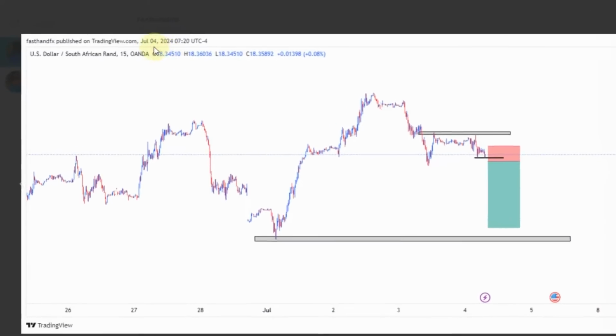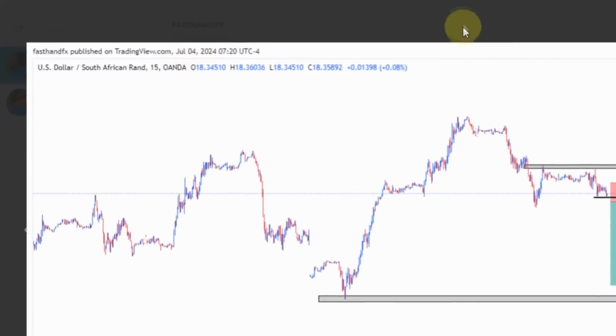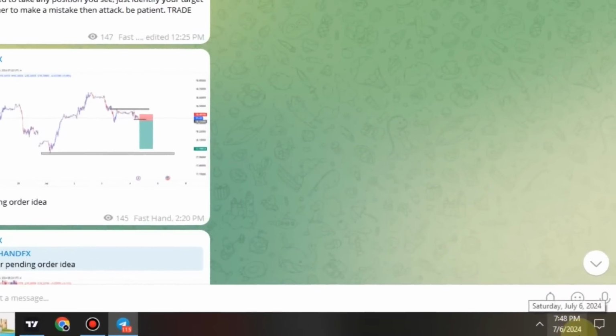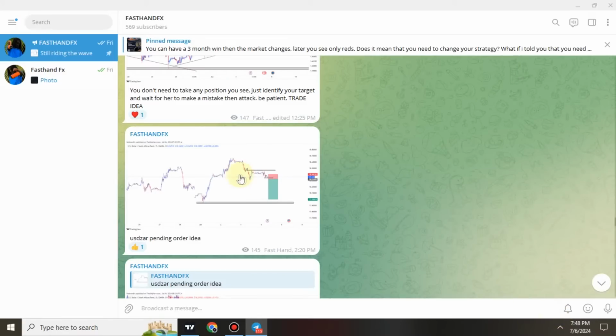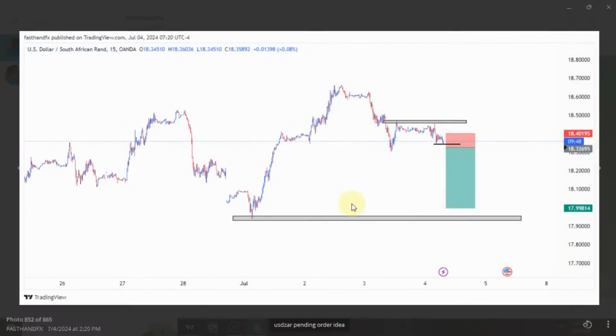You can try to zoom over here. This was July 4th, and of course today, as I'm recording, this is the 6th. Yeah, so you see I gave them a heads up. This is the USDZAR pending order ID. All right, this is it.